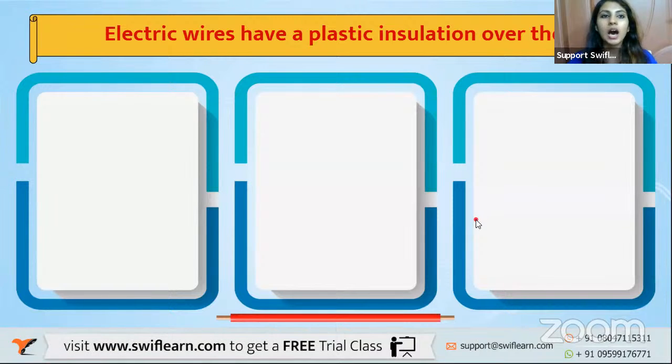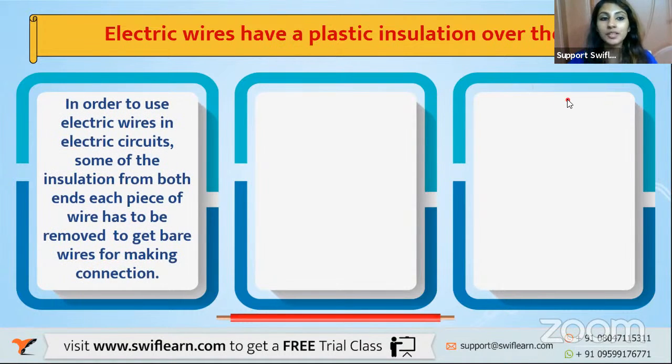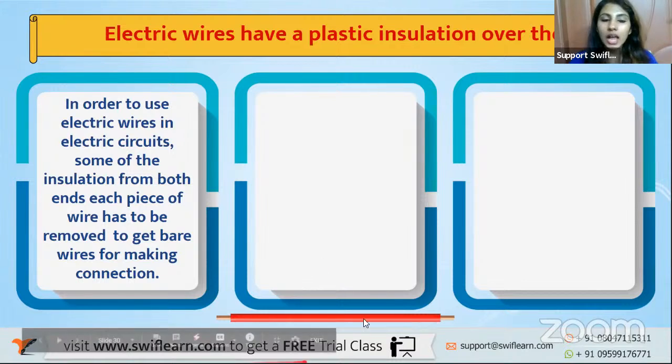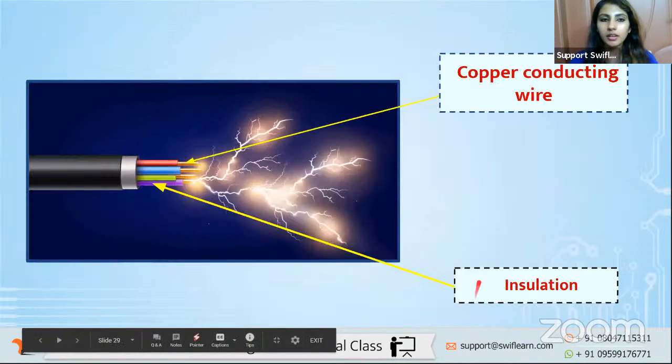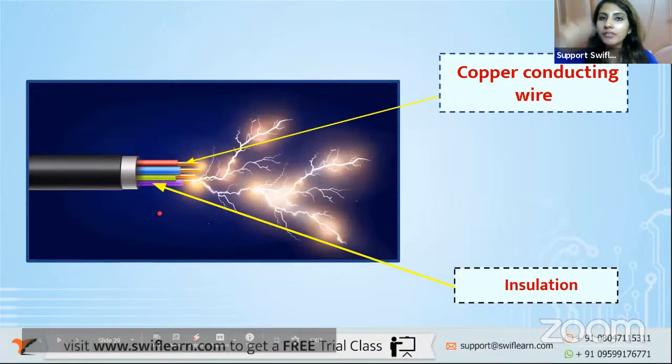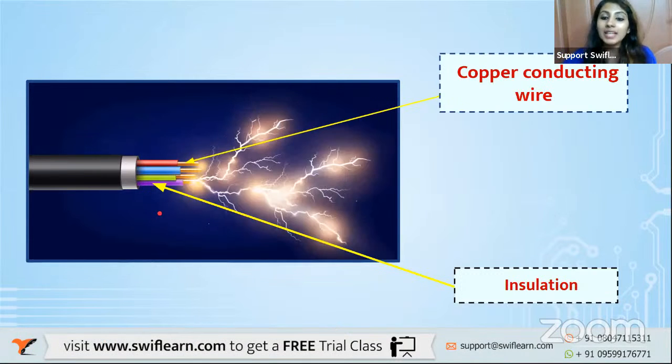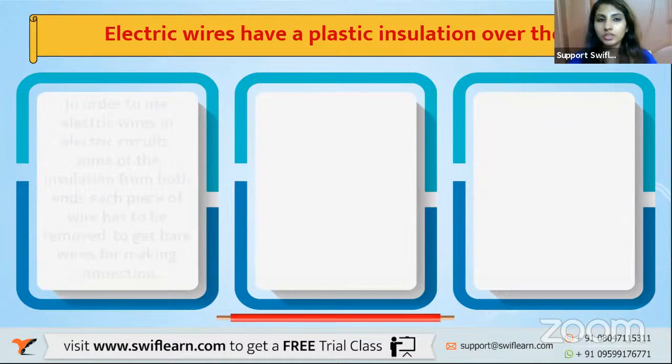Now, these electric wires have a plastic insulation over them. Why? In order to use the electric wires in an electric circuit, some of the insulation from each end of the piece of wire has to be removed to make a connection. So here I'll show you, all the wires will have insulation, but we have to remove that insulation at the end. Why? Because it has to be connected bare, and only without the insulation will there be a proper flow of electricity.